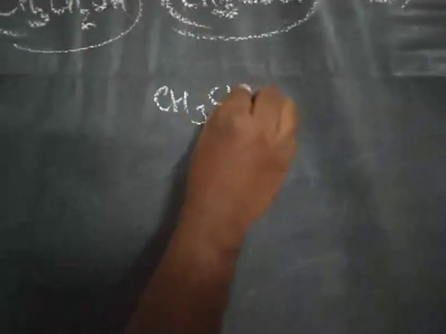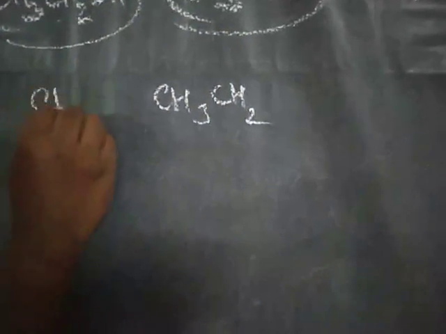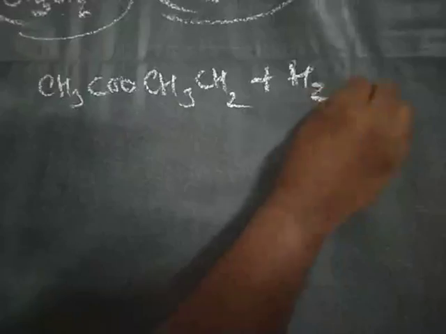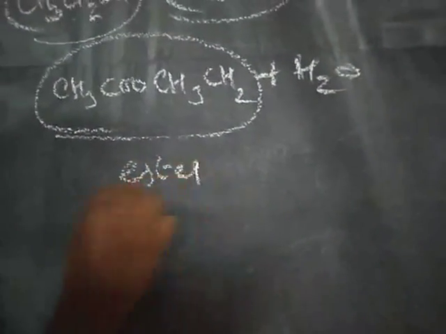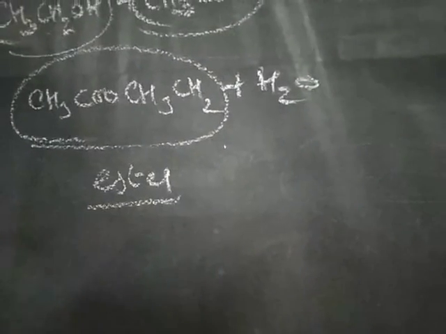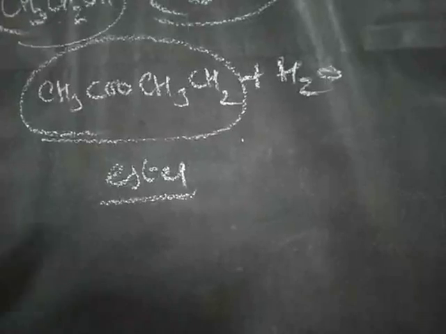Here you see CH3COOH plus CH3CH2OH gives CH3COOCH2CH3 plus H2O. This compound is an ester, and this process is called esterification. What is the name of this one? Ethyl ethanoate. This is the fourth process.